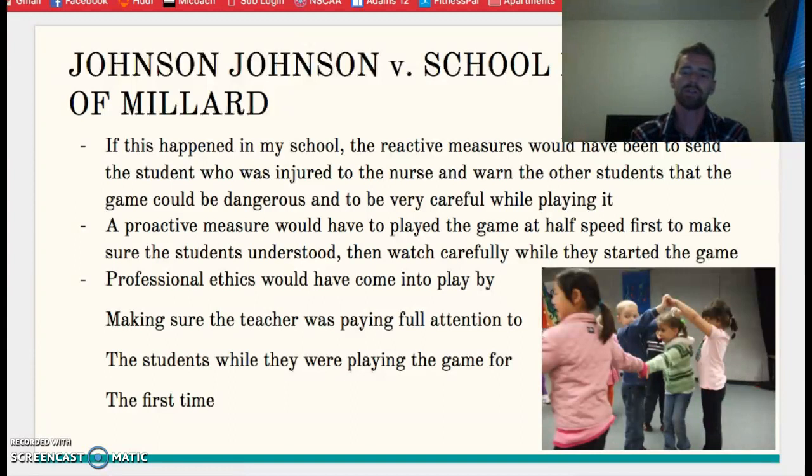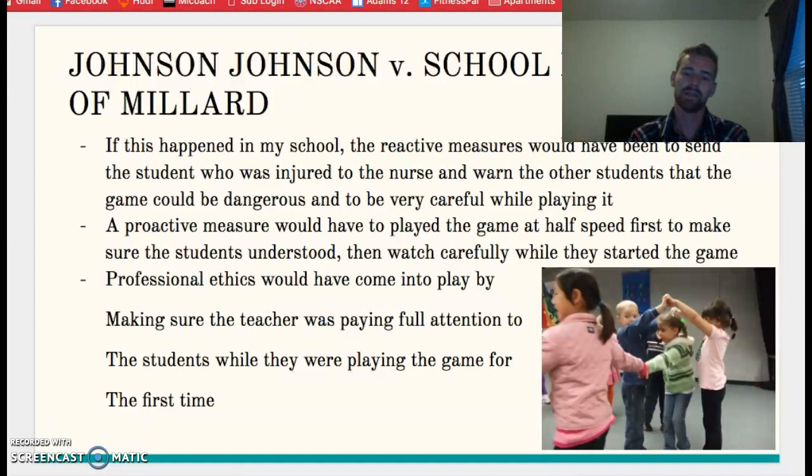A proactive measure could possibly, again, looking in hindsight, play the game at half speed so they understand. The teacher did give warnings not to swing too hard, not to be silly. There's a potential for being hurt. So they could play the game at half speed first to make sure the students understood. Potentially the teacher could have been one of the two who catches the student in the arms just to show the speed of how they should rock them.